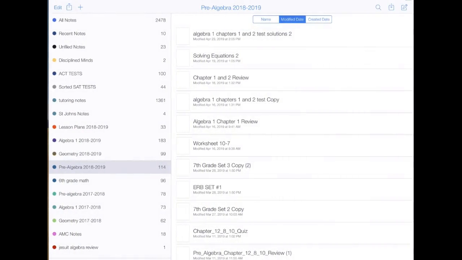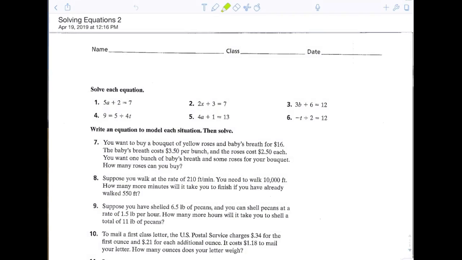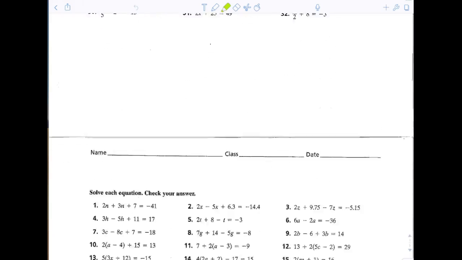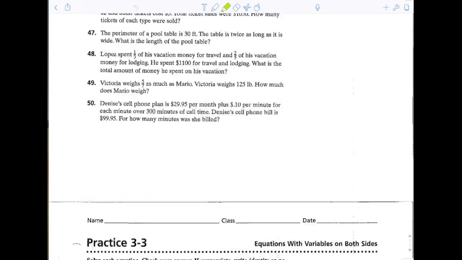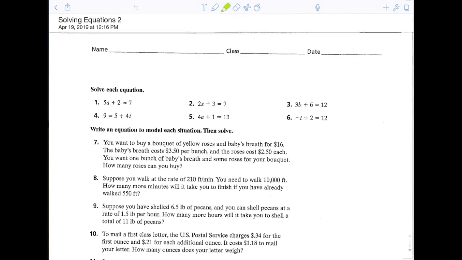All right, now we're trying to find the equations. Here we go, solving equations 2. Yep, we got all these problems to do. A whole bunch. You see everything here. Let's go, chop chop. I'm figuring out how much I need to give you for homework. Let's go. Everybody got it loaded? Hurry up, Bradley.